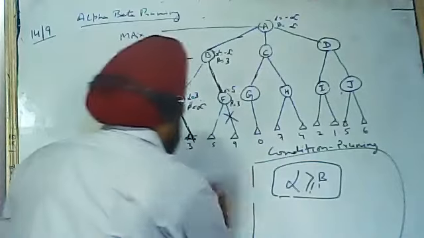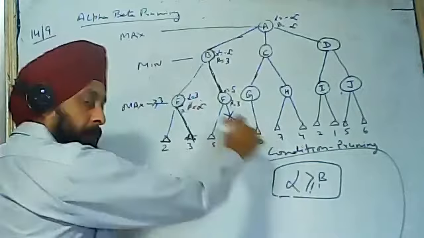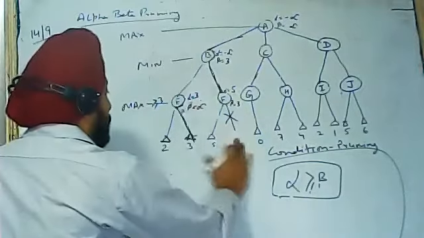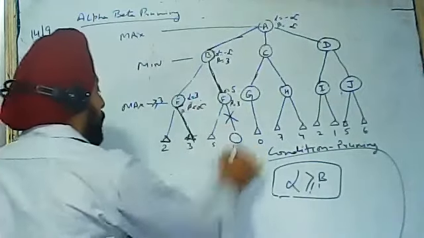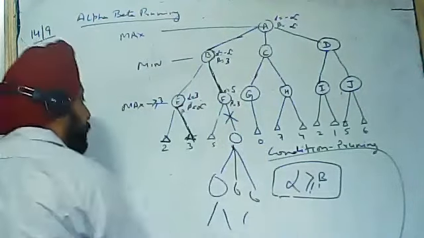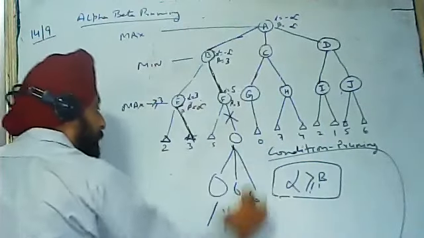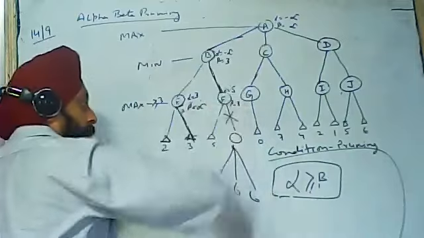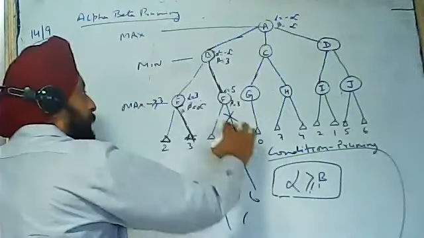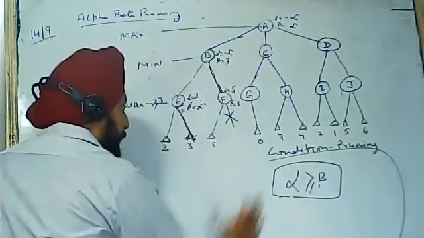Suppose this had not been a leaf node, and here it had any node and further a tree. We need not traverse this branch forward, whatever the depth this branch has. We will prune it here. So this is the benefit of alpha beta pruning.